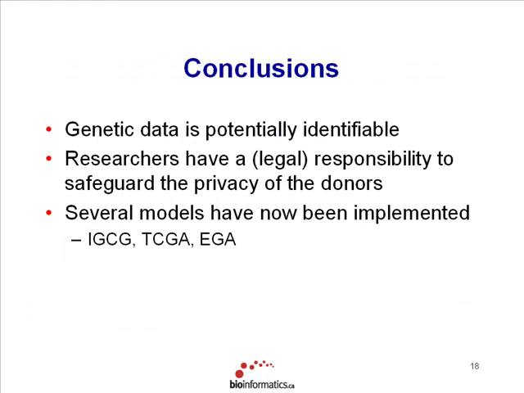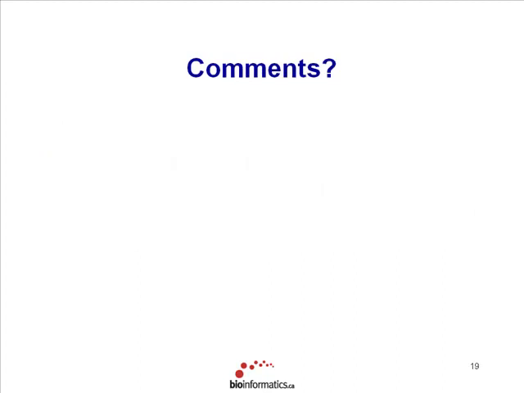So just in conclusion then, genetic data is potentially identifiable. Researchers certainly have a legal responsibility to safeguard the privacy of donors. The way you can do that is simply by working with anonymous, de-identified data. And several models have now been implemented as to how to safeguard patient privacy. One should look at the ICGC, the TCGA, and the EGA as different types of models to handle and provide potentially identifying data. So, are there any comments or questions?